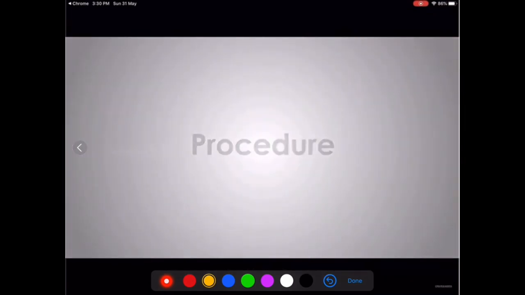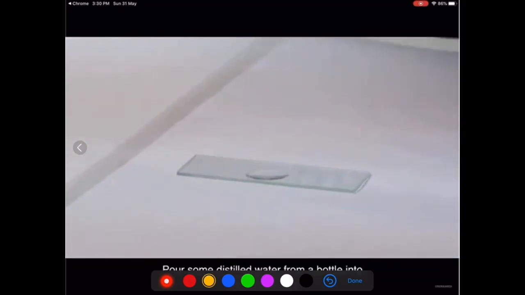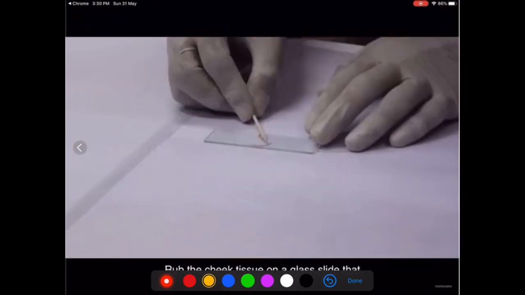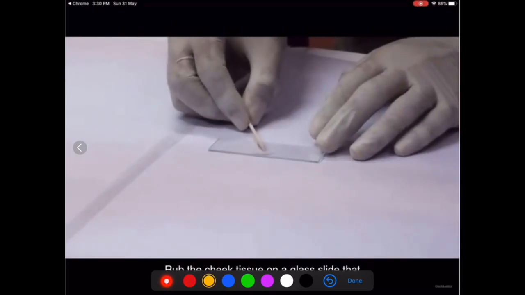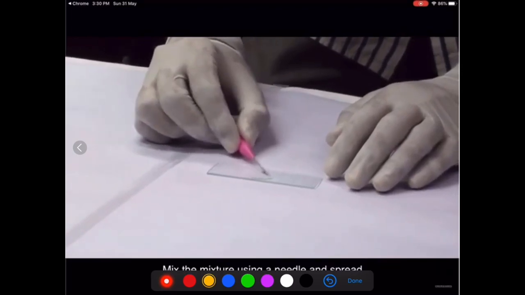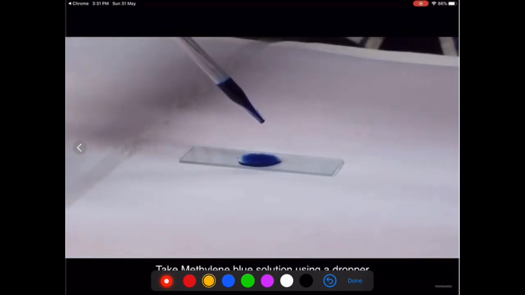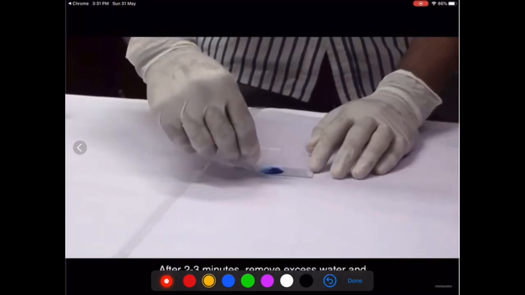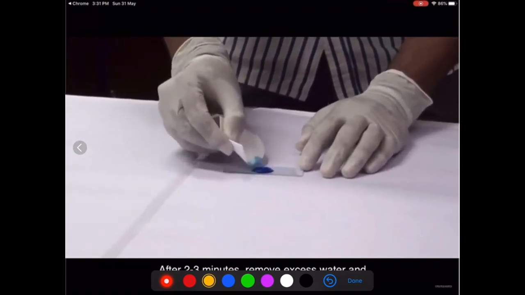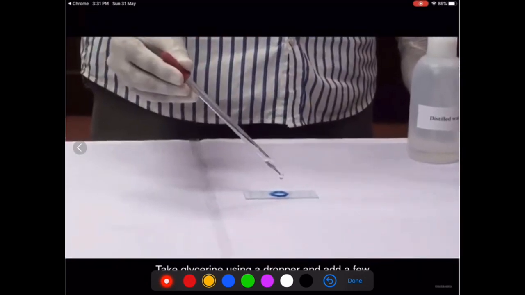Procedure: Pour some distilled water from a bottle in the middle of a dry glass slide. Take a clean toothpick and gently scrape the inner side of the cheek. Rub the cheek tissue on a glass slide that contains water. Mix the mixture using a needle and spread it. Take methylene blue solution using a dropper and add a few drops of it to the mixture on the slide. After 2 to 3 minutes, remove excess water and stain using a blotting paper. Take glycerine using a dropper and add a few drops to the mixture.